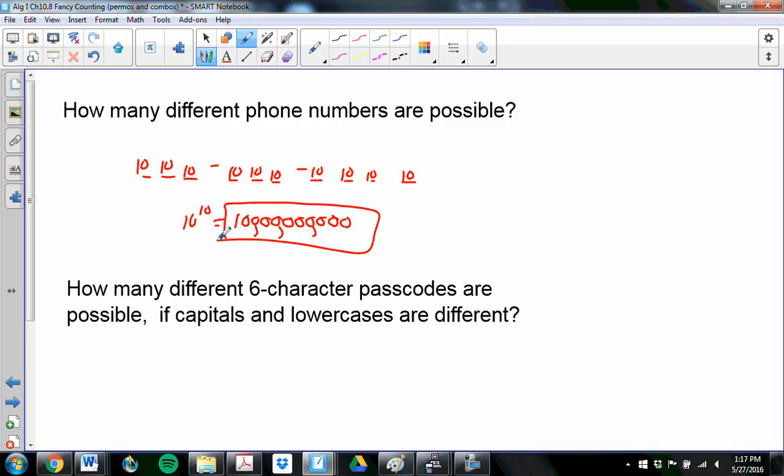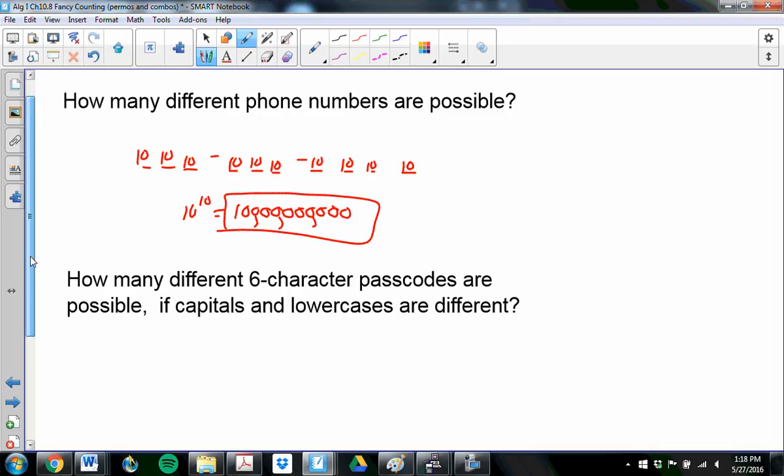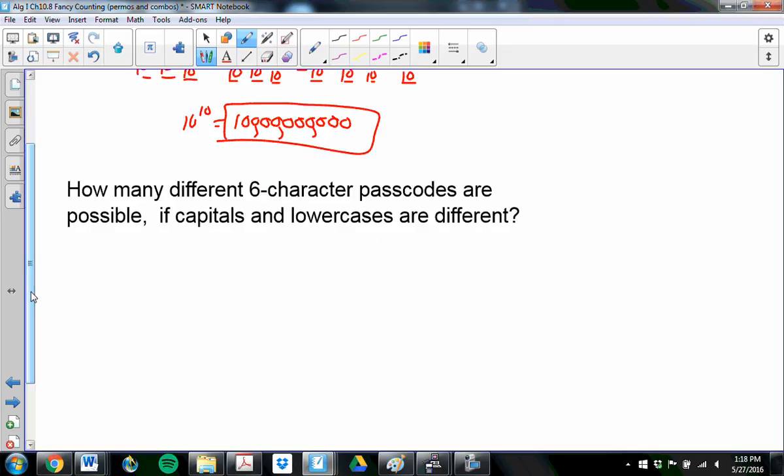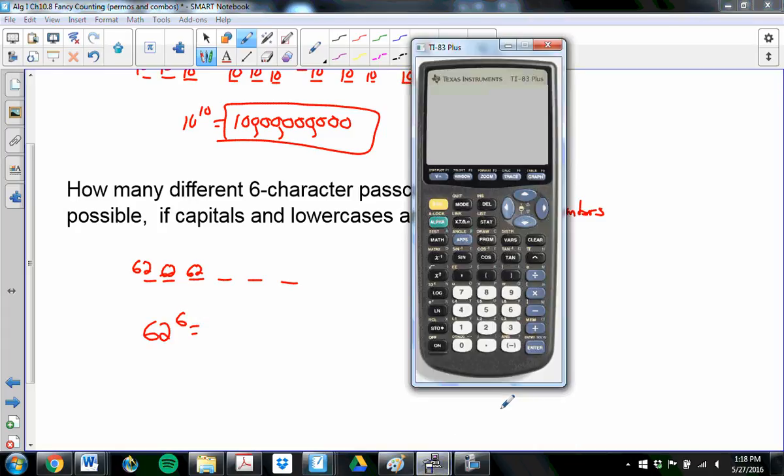And if you want to make a 6-character passcode, like for your email or your computer or something, where lowercase and uppercase letters are considered different, and you can use numbers, so I should have had that also. Well, there's 6 different things you could do. And each of them has 62 options. Because there's 26 uppercase letters, 26 lowercase letters, and 10 digits, 0 through 9. So it's 62 to the 6th, a pretty big number. 5.6 times 10 to the 10th.